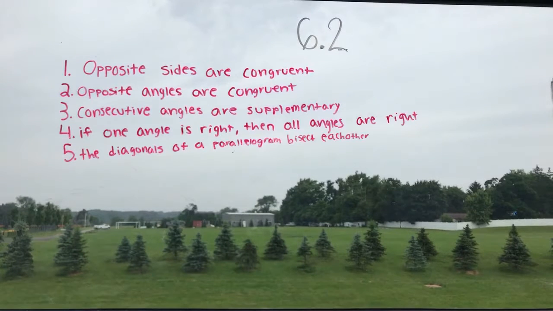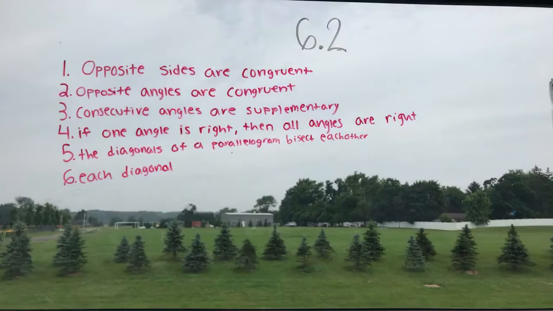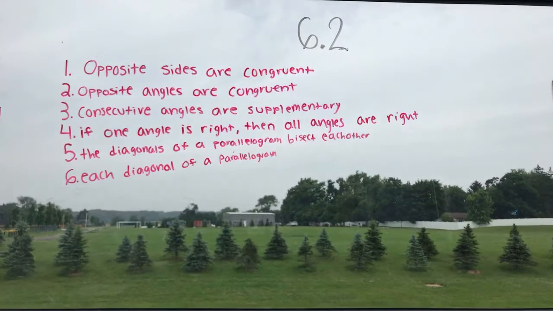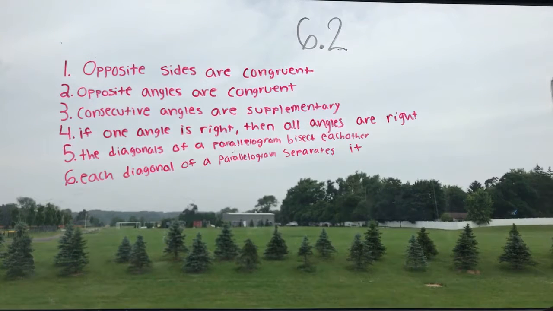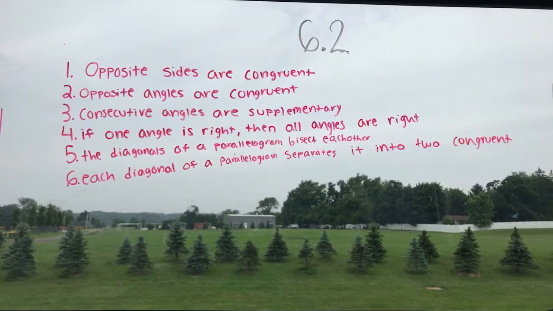The diagonals of a parallelogram bisect each other. Each diagonal of a parallelogram separates it into two congruent triangles.